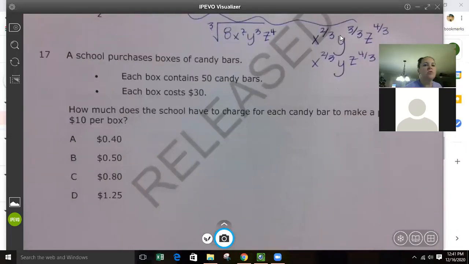All right. And it said a school purchases boxes of candy bars. Each box contains 50 candy bars, and each box costs $30. How much does the school have to charge for the candy bar to make a profit of $10 per box?